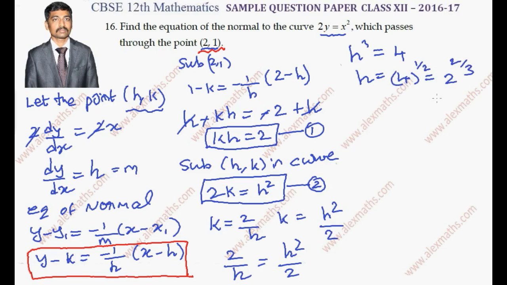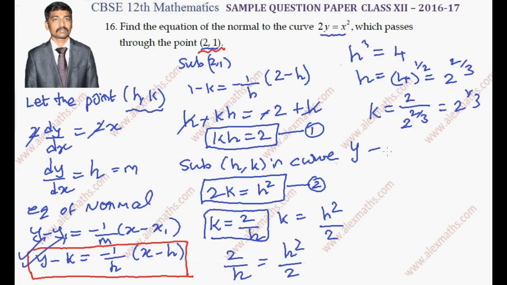If I substitute this in any of the k value, I'll take this first part. So k is equal to 2 by 2 power 2 by 3, that gives us 2 power 1 by 3. So I got the actual point h and k. Substitute that in the equation of the normal, which we have already found. So y minus k, which is 2 power 1 by 3, equal to minus 1 by h, which is 2 power 2 by 3, into x minus h, which is 2 power 2 by 3.